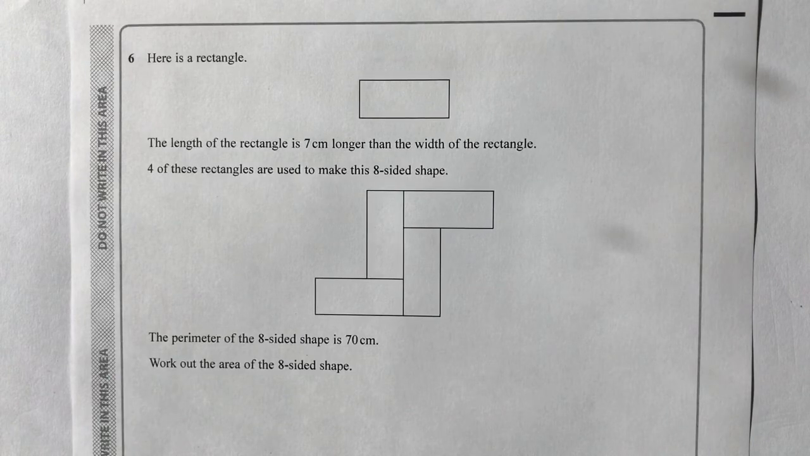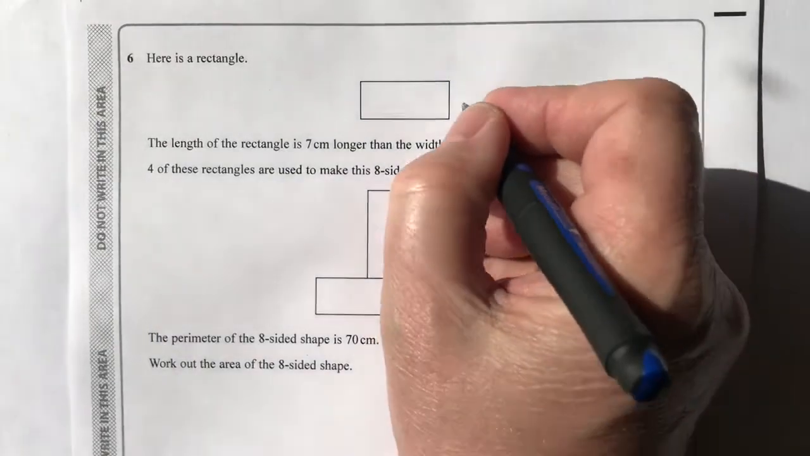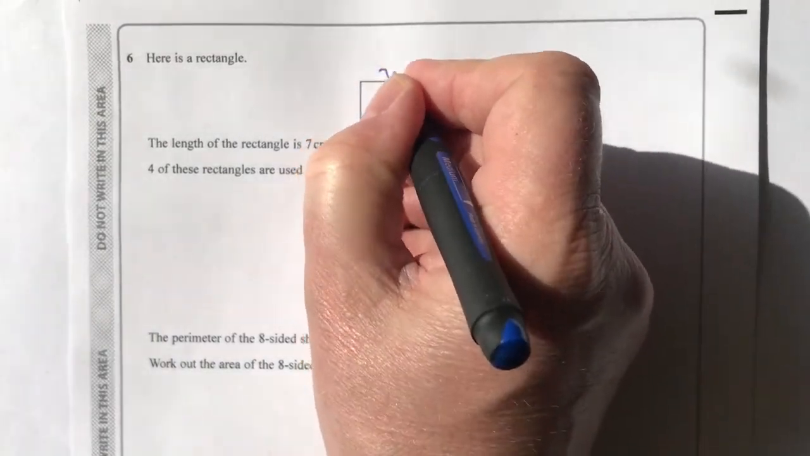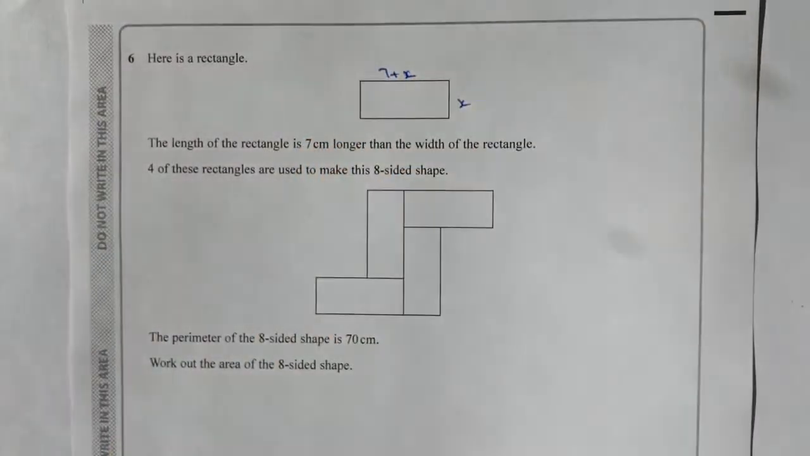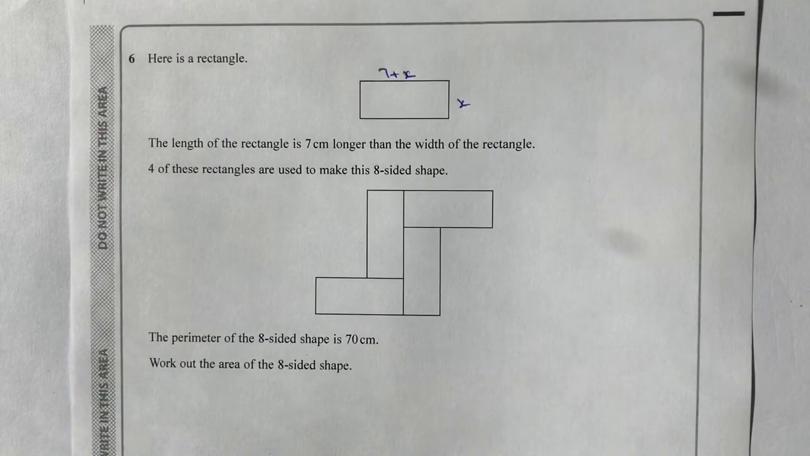Okay, so here is a rectangle. The length of the rectangle is 7 centimeters longer than the width. So basically all we're saying here is that if the width is x, then the length is 7 plus x, okay? 4 of these rectangles are being used to make a shape, okay? The perimeter of the shape is 70. So really it's just an algebraic manipulation.